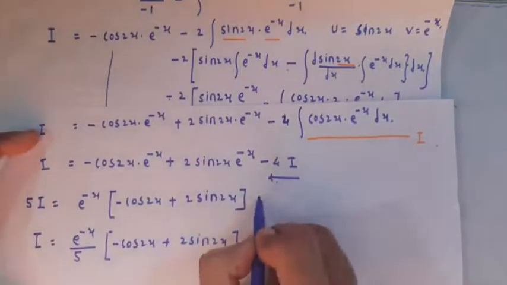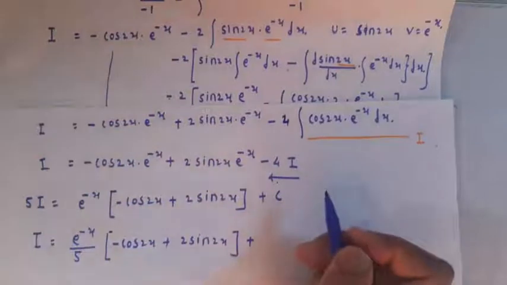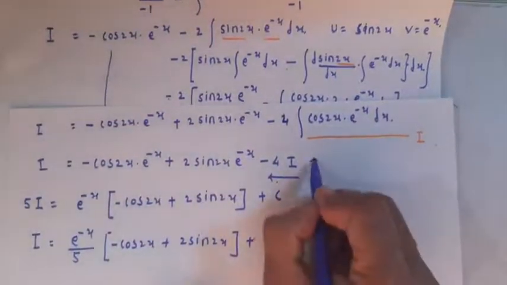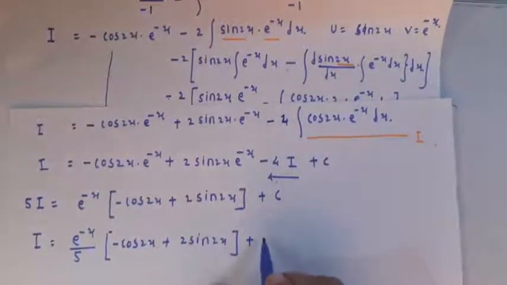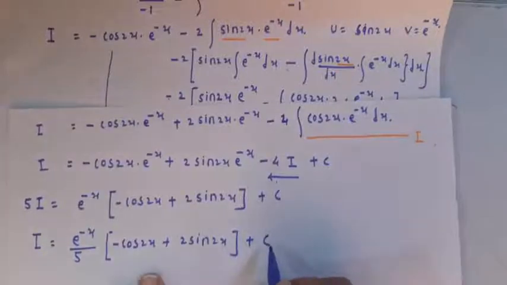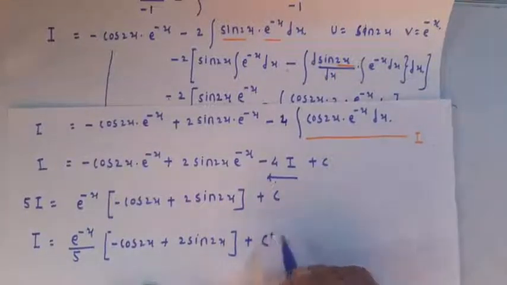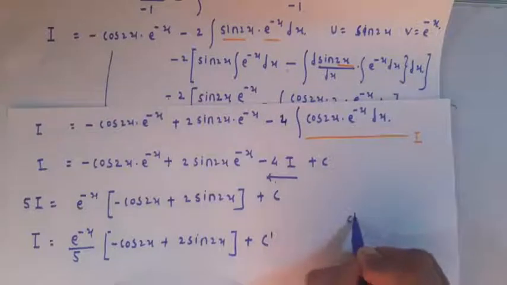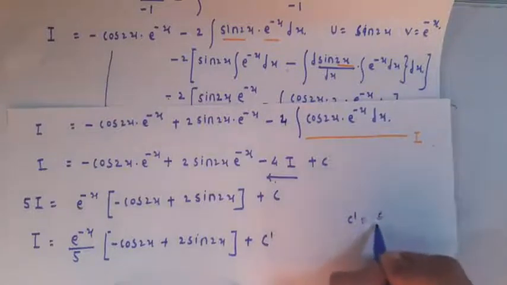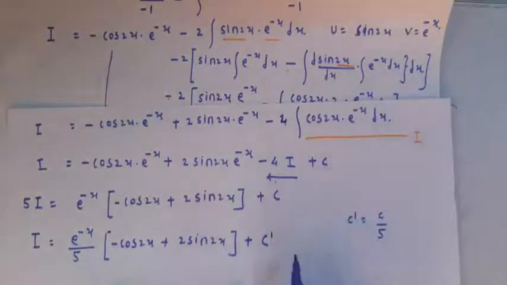Plus constant of integration c, that is c dash, because c1 equal to c by 5, that is also a constant of integration. In this way we have solved the problem.